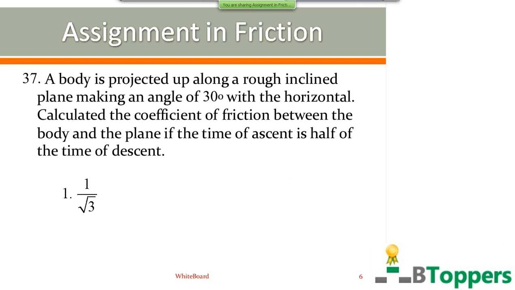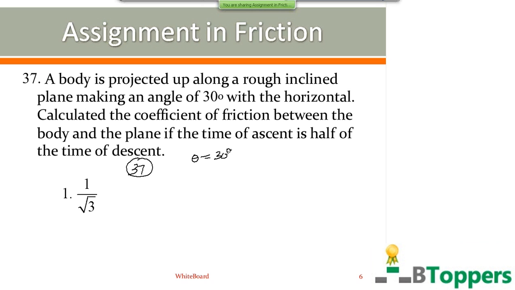See the question number 37. A body is projected up along a rough inclined plane, making an angle of 30 degrees with the horizontal. Calculate the coefficient of friction between the body and the plane if the time of ascent is half of the time of descent.